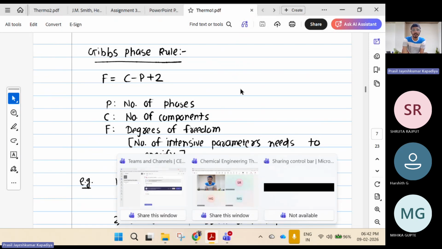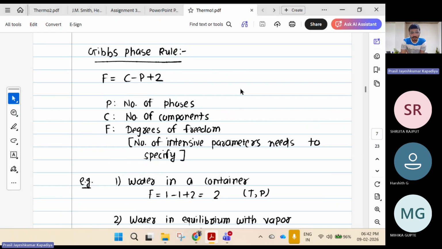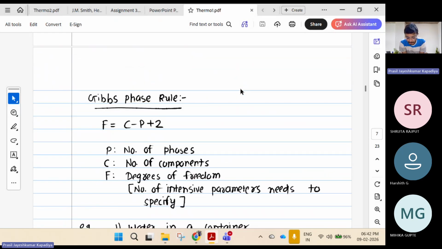So what will be the degrees of freedom at the triple point? For this pure substance, my component will be only one. My phases will be 3. So F will be equal to 0. So the triple point is invariant. We cannot vary the triple point under any condition. It is fixed: at this particular temperature and pressure only are we going to have the triple point.